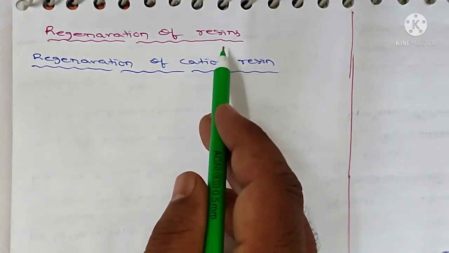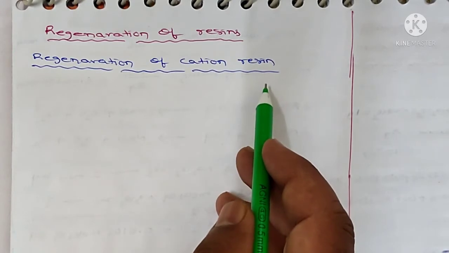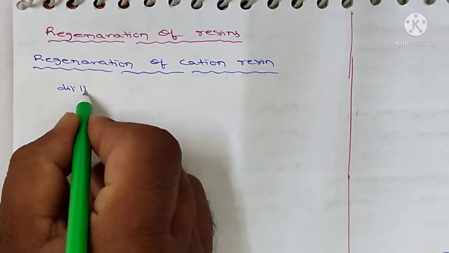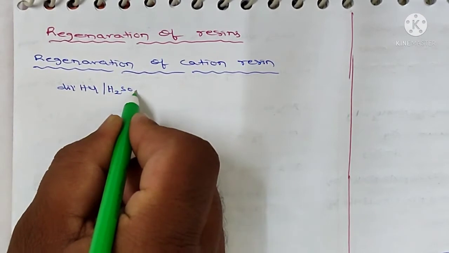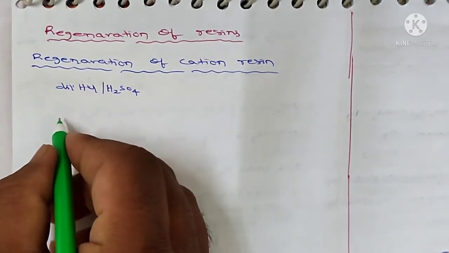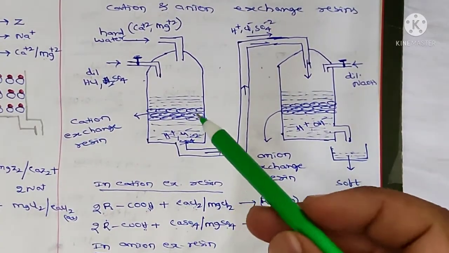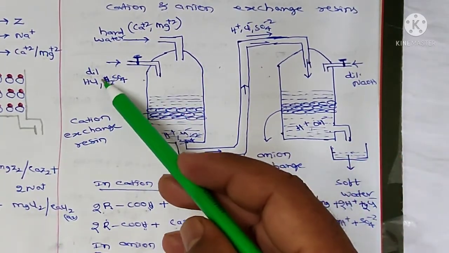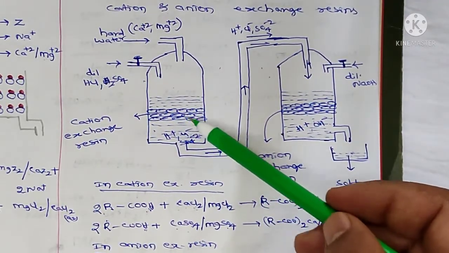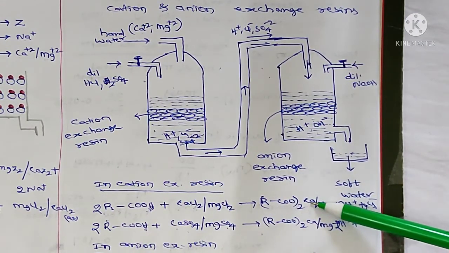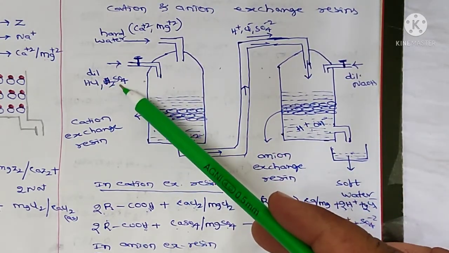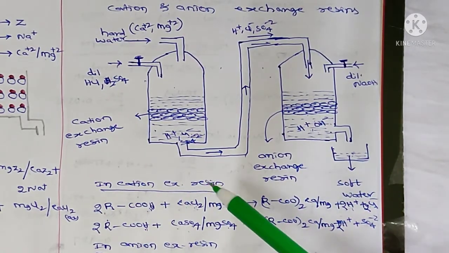So regeneration of resins. First of all, regeneration of cation resin. By adding dilute HCl or H2SO4, the cation resin will regenerate. Let us take that reaction. See here, we are adding dilute HCl or H2SO4 to the cation exchange resin. So here, after the reaction we have RCOO taken 2 times, calcium and magnesium. So this one will react with dilute HCl or dilute H2SO4.